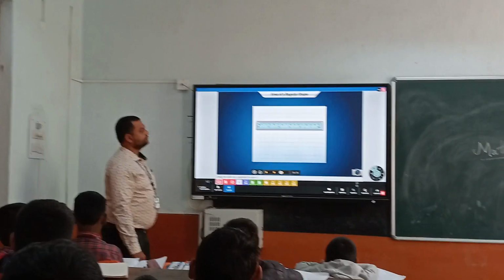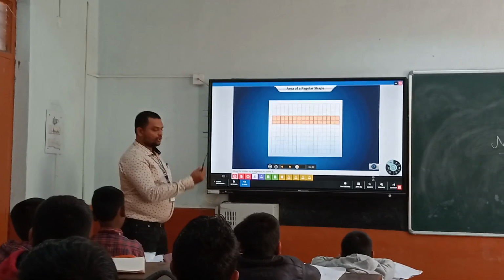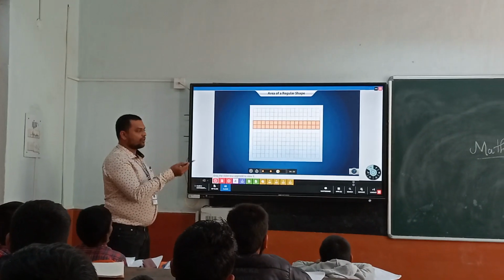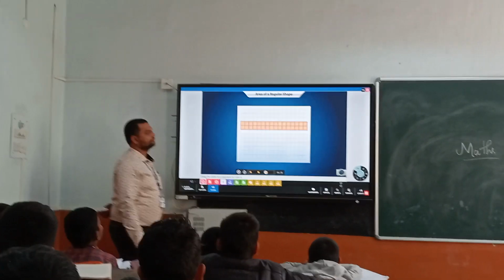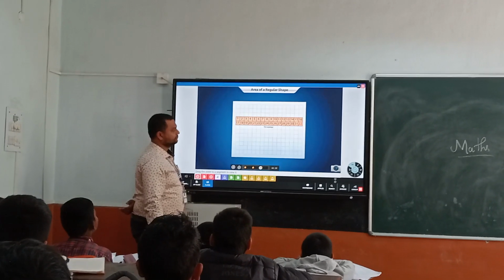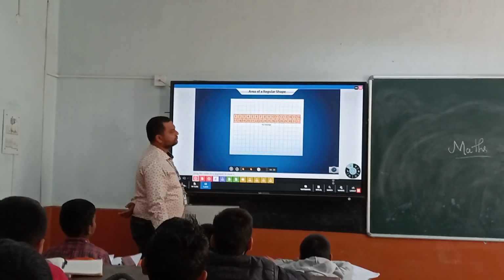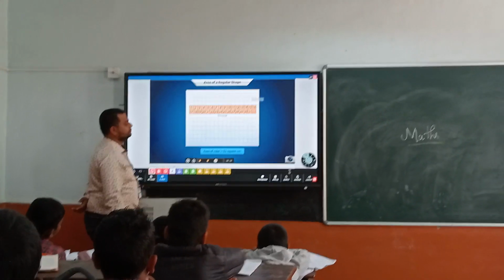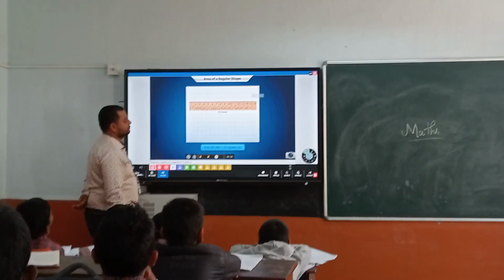Trace the outline of the ruler on the grid and then remove the ruler. How many squares is it occupied? Observe. It covers 32 squares. That is, it has an area of 32 square centimeters.